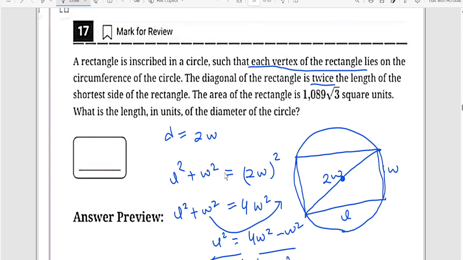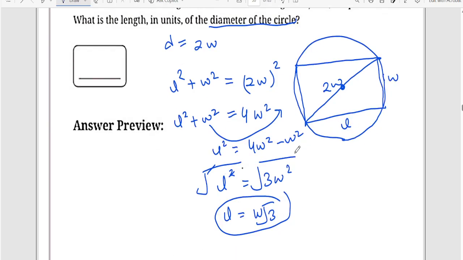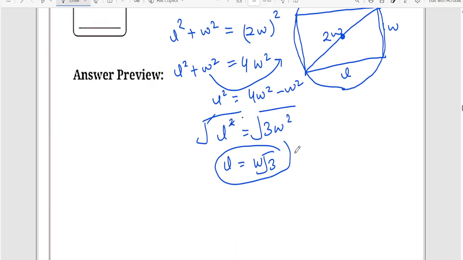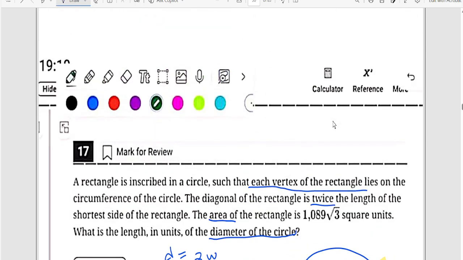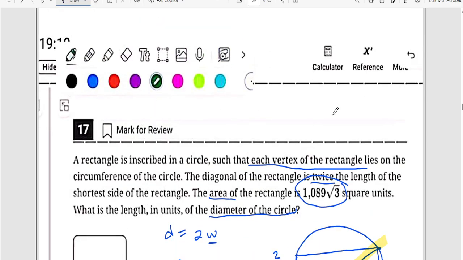But in the question, what it is asking me to calculate is the diameter of the circle. I got the length, but now I need to find the diameter of this circle. If you notice one thing, this is the diameter of the circle, which is the diagonal of this rectangle, 2w. But I need the w value, right? I got l. What else I have is the area of the rectangle, which is given. So using this I can find w.